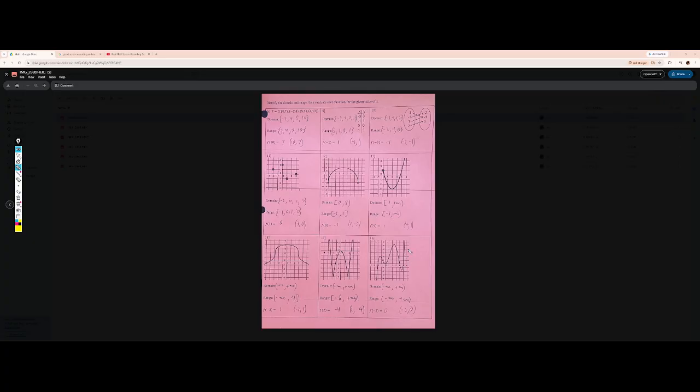Then this one, if you look at the domain, this part's going down all the way to infinity. This part's going to the left to infinity, and this one's going to the right to infinity. So your domain is negative infinity to positive infinity in parentheses. And your range, it goes down infinitely, and this goes up infinitely. So your range is negative infinity to positive infinity.